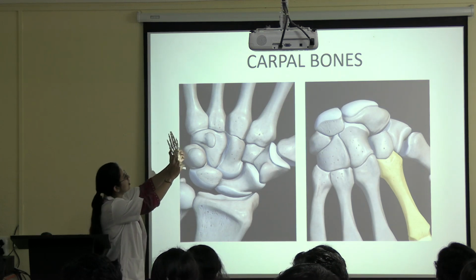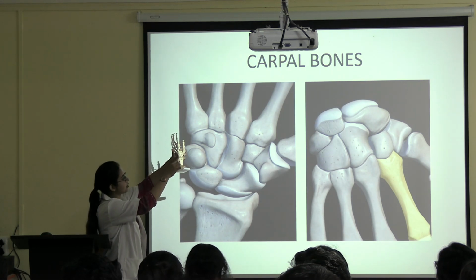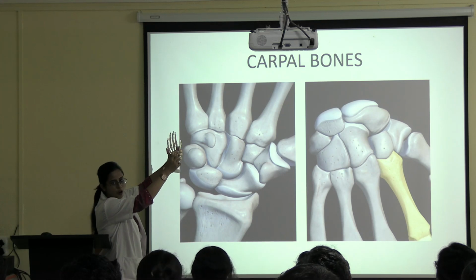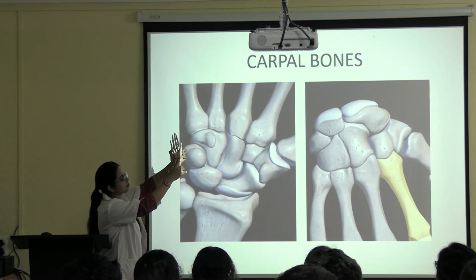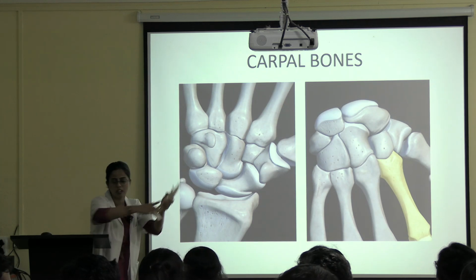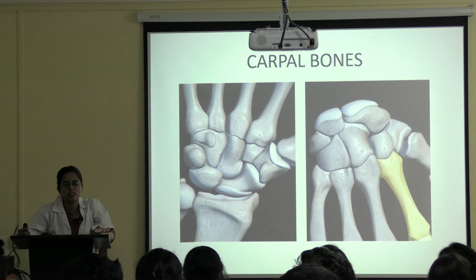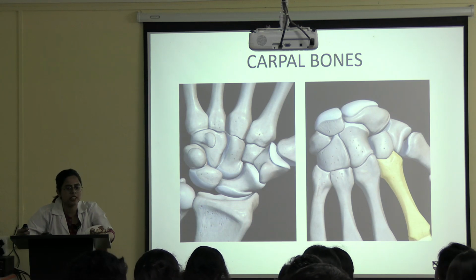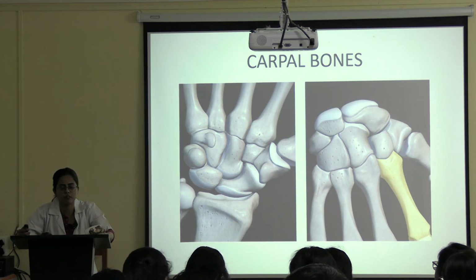Scaphoid, lunate, triquetrum, pisiform, trapezium, trapezoid, capitate and hamate. So there is one mnemonic, which is "she looks too pretty, try to catch her." This is the mnemonic to remember the carpal bones of the hand.